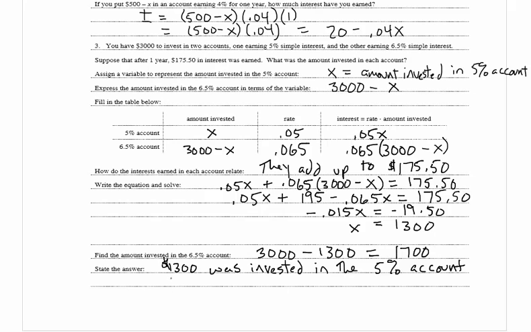and $1,700 was invested in the 6.5% account. And that's our video on interest problems.